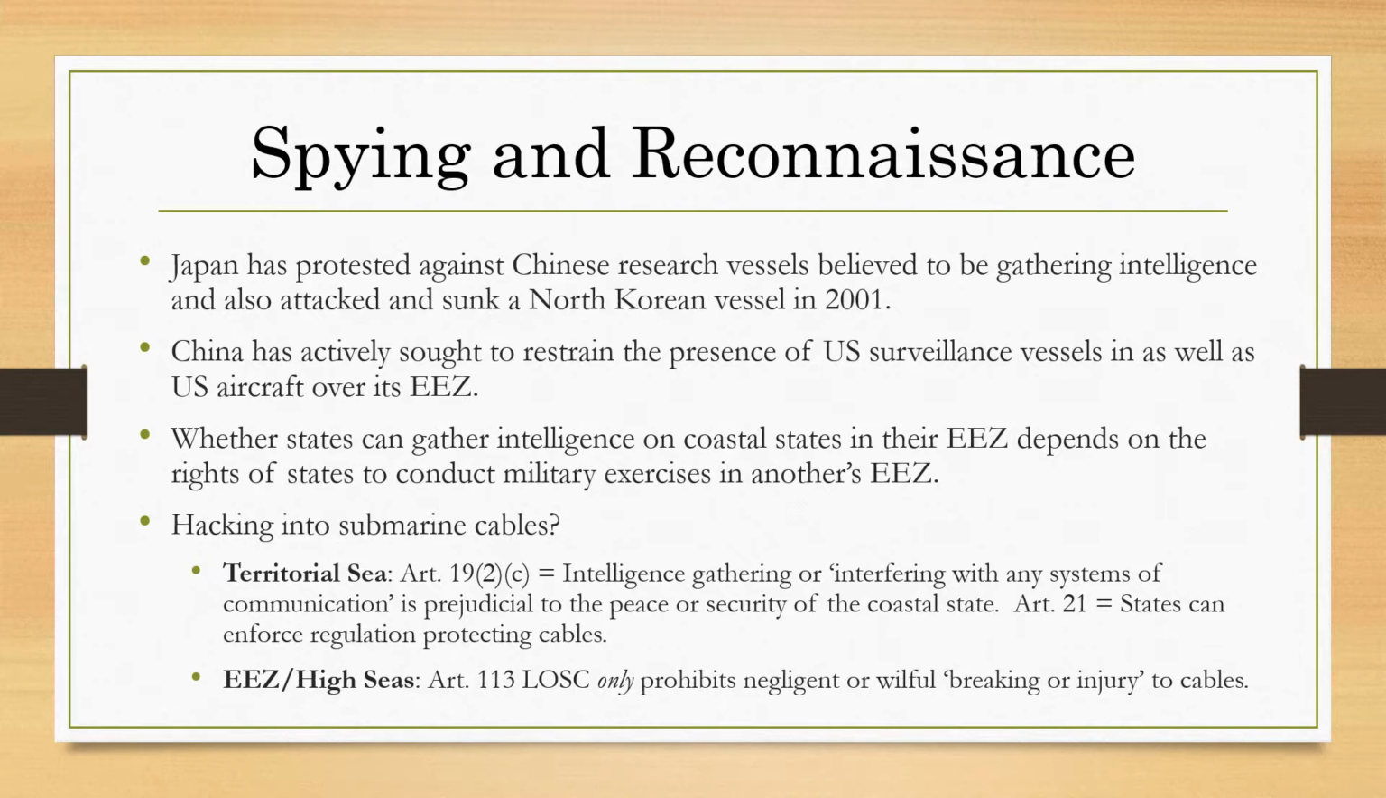So there is this tension: at what point does it become prejudicial to the coastal state interests? But largely, the freedom of navigation rules would suggest that military vessels are free to use the exclusive economic zone for general purposes, and that includes military exercises. So whether you can undertake spying and reconnaissance is wrapped up in this interpretation of military activities in the exclusive economic zone. I've mentioned previously that there is uncertainty about hacking into submarine cables.